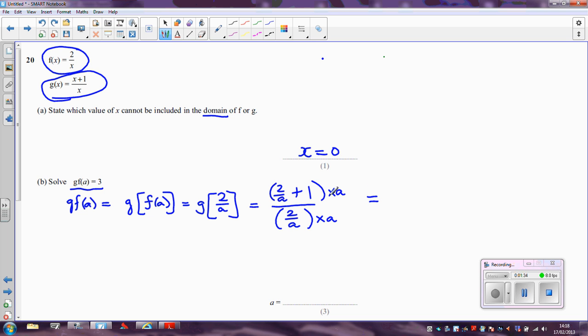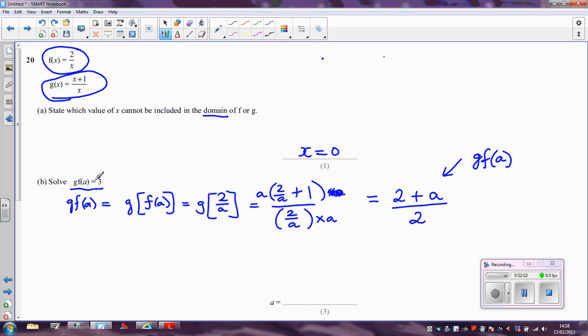So let's just do this bit by bit. Might be clearer for you to see if I put the a in front there. I'm going to do a multiplied by 2 over a, well that's just 2, and I'm now also going to do a times 1, which gives me just a. On the bottom I've got 2 divided by a times a, well again the a's are going to disappear, and I'm left with 2.